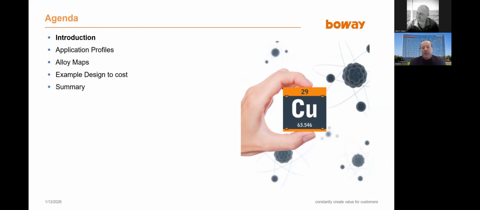So I will provide a small introduction. Then we go into application profiles. I will explain to you about alloy maps and especially the Boway alloy maps. And I will give you later an example of design to cost, because as we all know, currently all around the world, companies are under cost pressure, and what can be done there, and a small summary. We will make this session today.